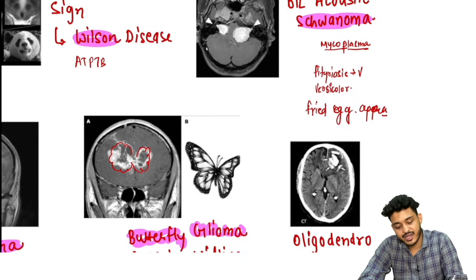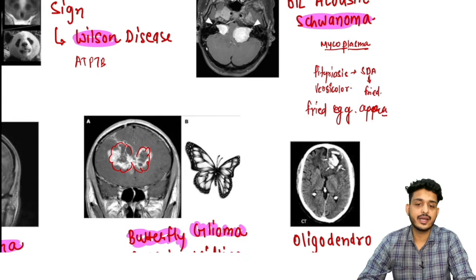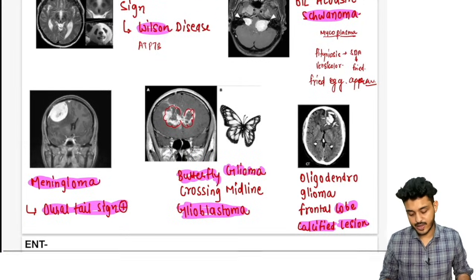In pityriasis versicolor, when you put this particular thing on SDA agar, you will be finding what? Fried egg colonies. Fried egg things will be here.